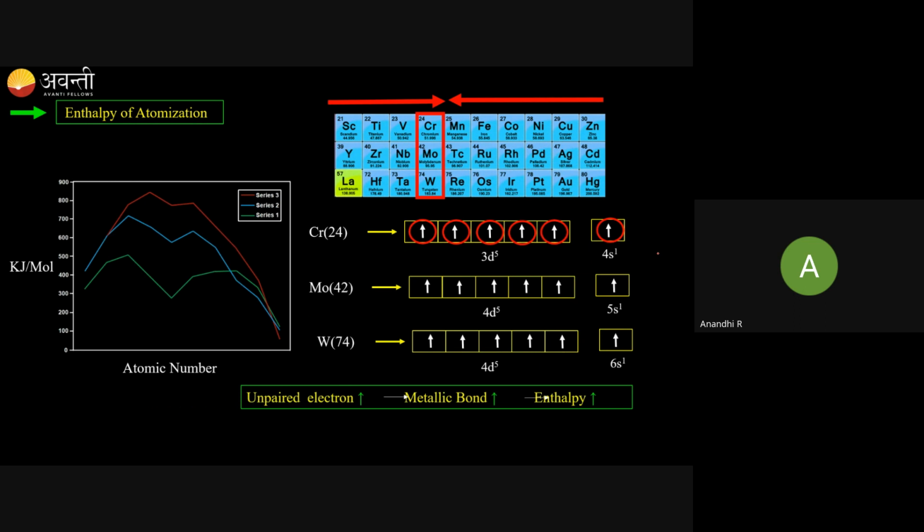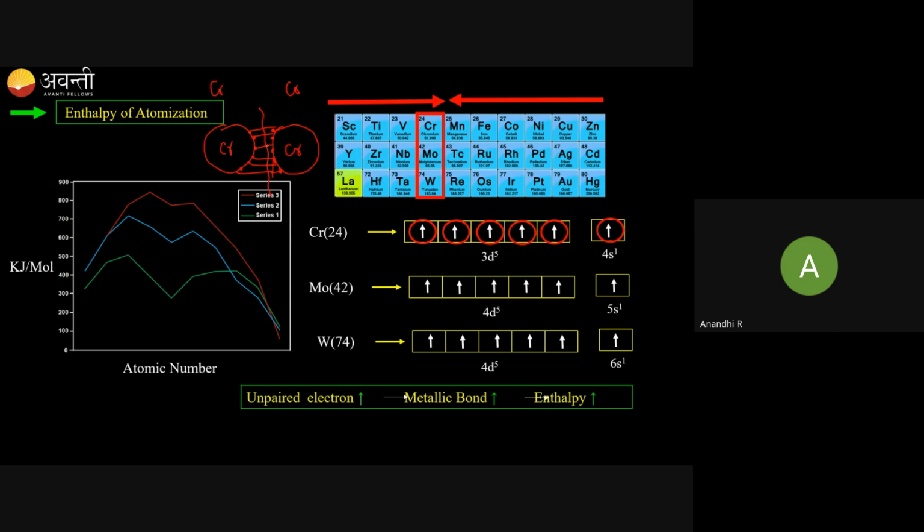Got it? Let me take it like this. There are two chromium metals connected with a metallic bond. Since there are 6 electrons for each chromium, there would be 6 bonds. I have to break all the 6 bonds, then only I'll get separate chromium atoms. The energy required to break all these bonds is nothing but the enthalpy of atomization. If the number of bonds increases, then the energy required also increases.